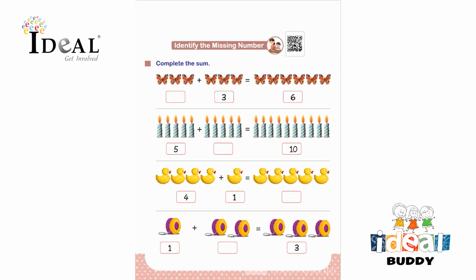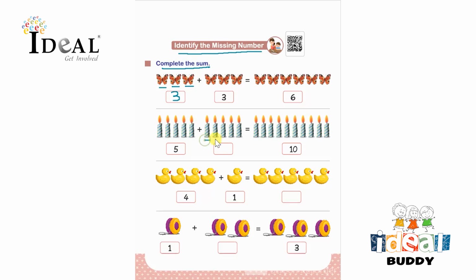Hello everyone. In this page, the child will identify the missing number. So here they have to complete the sum. So here the sum, that is the total number, is given. 3 objects are given, that is 3 butterflies, 1, 2, 3. So here they have to count it. 1, 2, 3. So they will be writing 3 here, then 3 plus 3 equals 6. It's a complete sum.